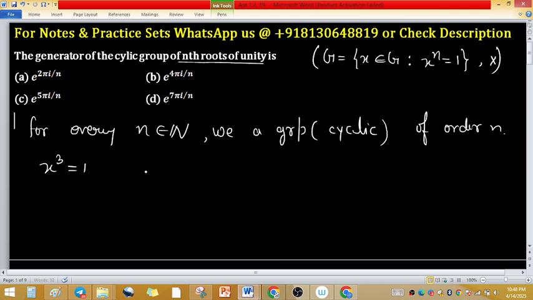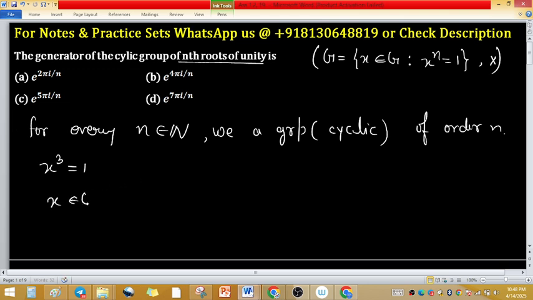As I am saying cyclic group, a cyclic group can always be generated by some element. It may be 1, 2 or more than 1. So the generator is that element. Every element of the group can be written as a power of that element.